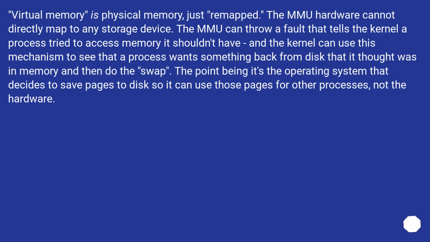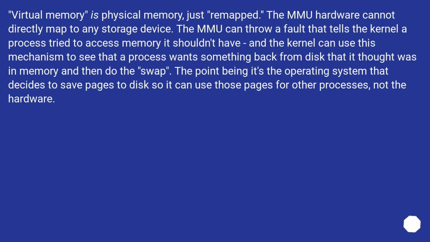Virtual memory is physical memory, just remapped. The MMU hardware cannot directly map to any storage device. The MMU can throw a fault that tells the kernel a process tried to access memory it shouldn't have, and the kernel can use this mechanism to see that a process wants something back from disk that it thought was in memory and then do the swap.